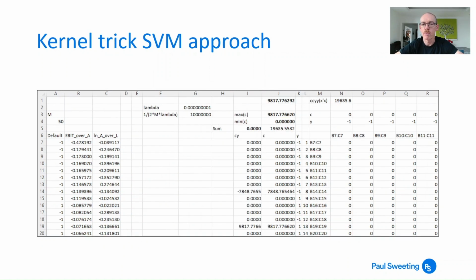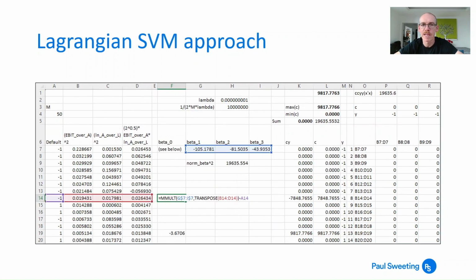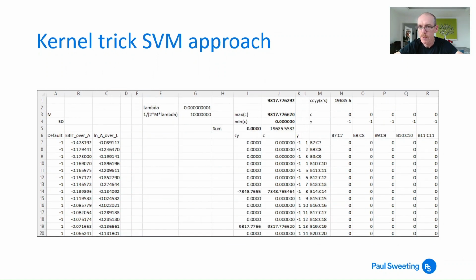What about if we move to the kernel trick approach? Well, the first thing to note is that the maximised value is almost identical. So look at J1, you've got 9,817.77, very close to the value in L1 of 9,817.7763. So you're getting the same value even though you're using a different formulation, using the kernel.